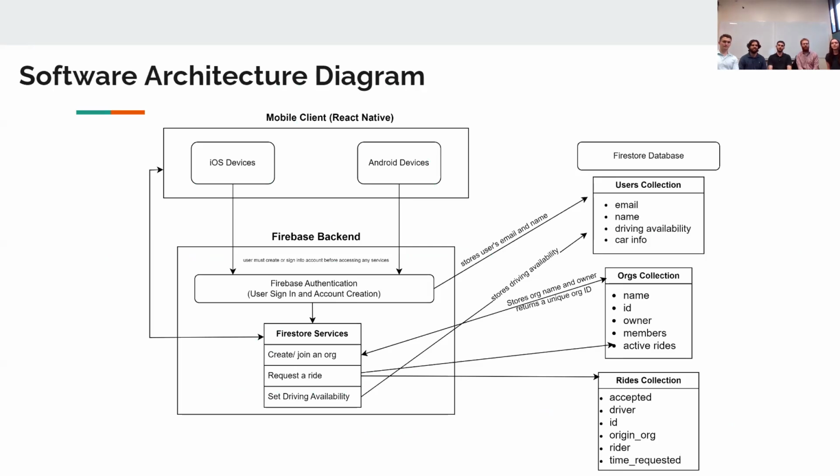So I'll walk you through the behind the scenes of what's happening in the software. Our app is compatible with iOS and Android devices and web. When the user first logs in, which is required before you can access the other services, the Firebase backend takes care of authenticating their account, and then they're able to join organizations and request rides, like Tyler was saying. All of those services are interacting with the Firestore database, which is on the right there. We have the data separated into 3 different collections that are constantly being modified and updated.